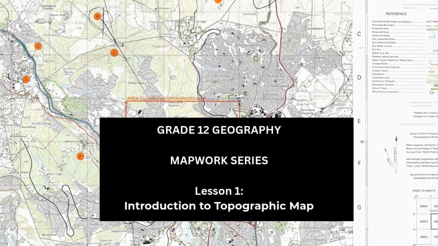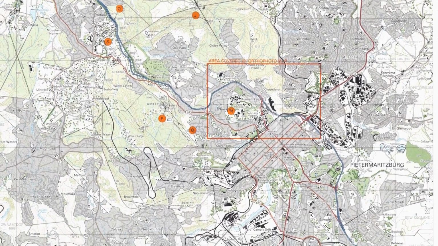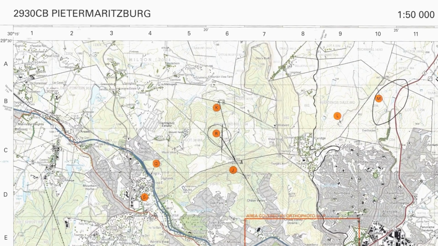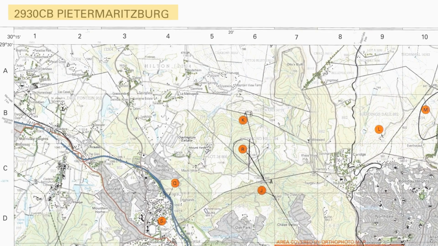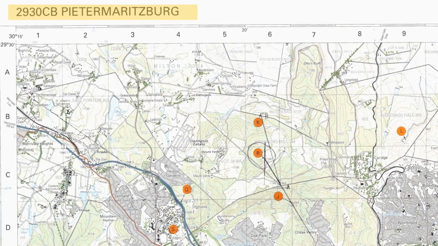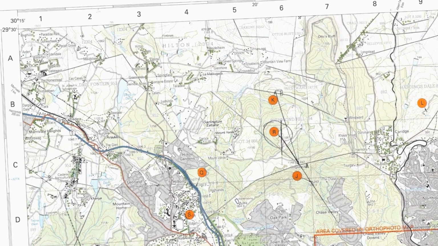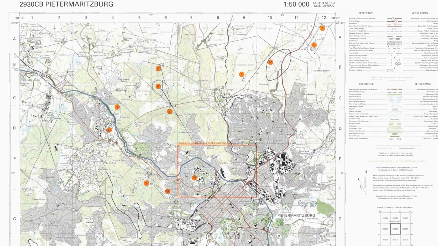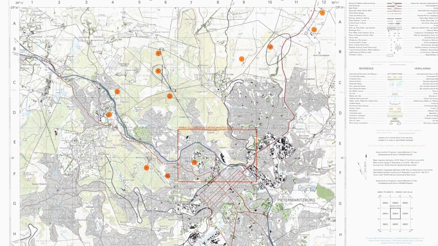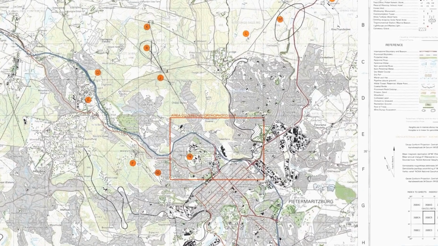In this series, we are going to learn how to read and interpret topographic maps just like geographers do. The map we will be using throughout these lessons is the 2930CB Pietermaritzburg Topographic Map. Now, many learners find Mapwork challenging at first. The good news is that once you understand how a map is organized, Mapwork becomes much easier. In today's lesson, we are going to explore the basic parts of a topographic map and learn how to identify the information that examiners expect you to know.